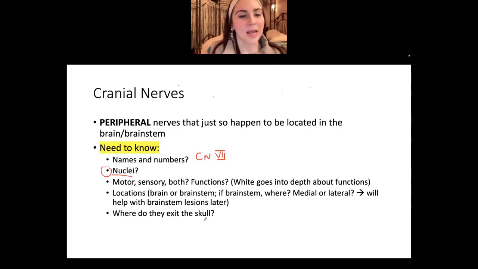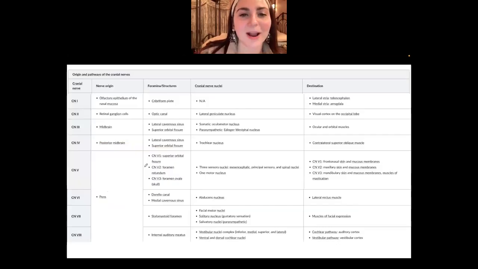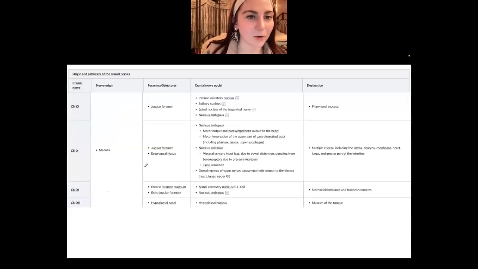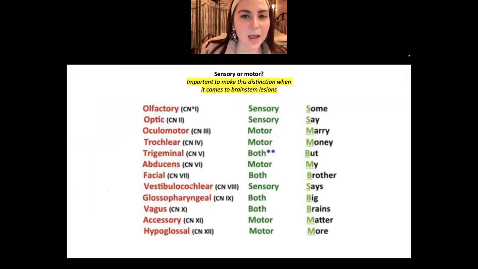Okay, and then where do they exit the skull? You'd think this one is low yield, but they usually ask this on board exams, your COMSAE, your COMAT, which is really odd. And I have a way that everyone uses to remember where they exit the skull. I have it on here. I'm not going into this right now. This is for you guys for later. But this is pretty much everything we're going to be talking about with the cranial nerves.